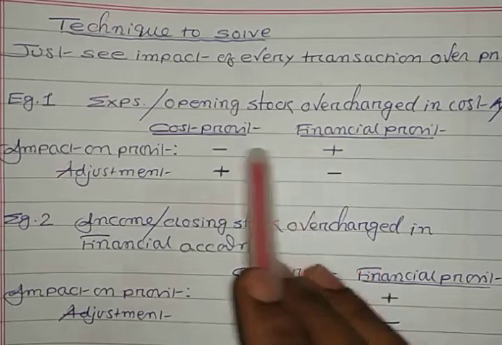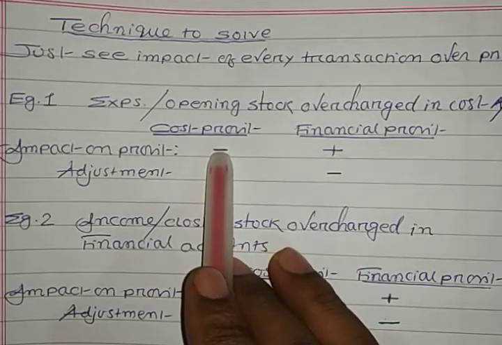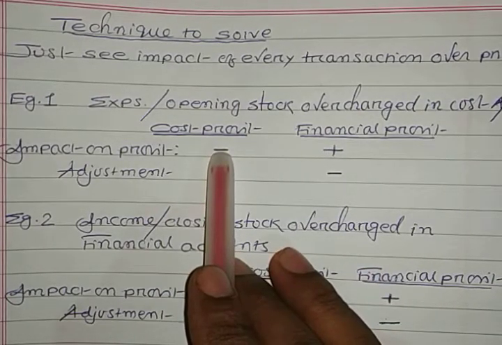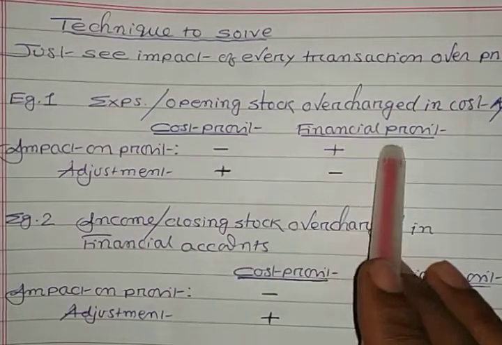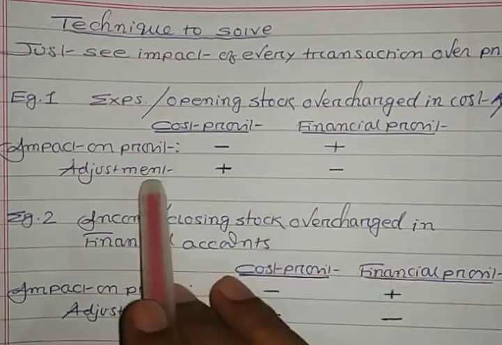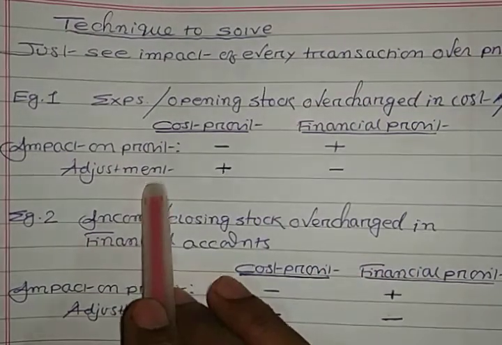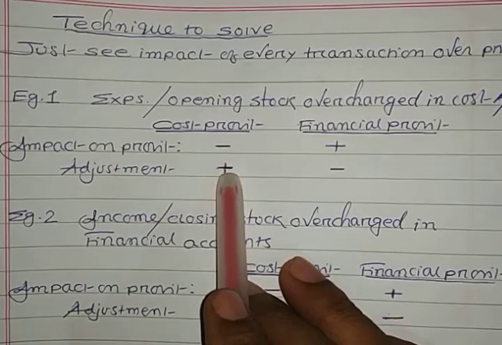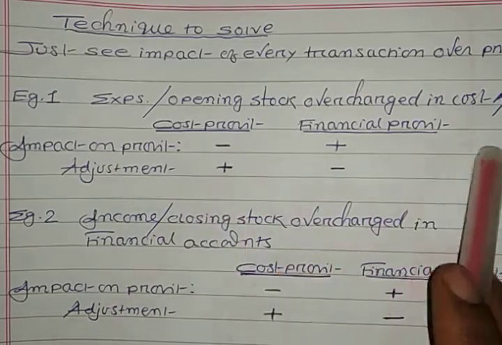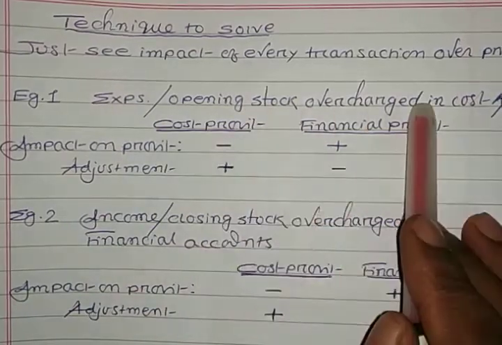So what you have to do? See, cost account profit decrease. That means it will be opposite of this, the financial account. The financial profit will be increase. Now what you have to do? Adjustment. Just you have to do opposite. If cost profit is decrease, then just do opposite, increase, plus. That's all. Just you have to understand the statement.